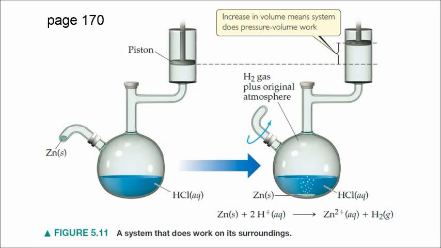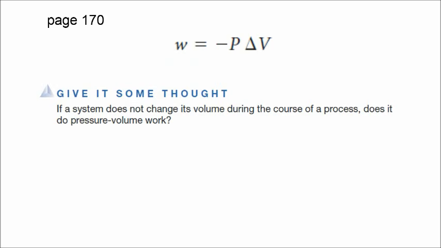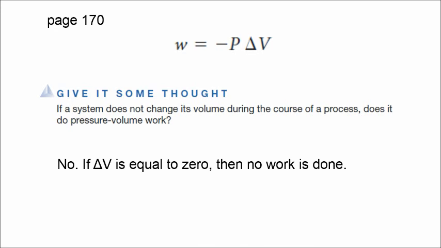If the gas caused a piston to move, like the diagram on page 170, we would assume that work is being done by the system on the surroundings. And the delta V would be the change in volume. But what if the system does not change its volume during the course of a process? Does it do pressure volume work? And the answer is no. If delta V is equal to 0, then no work is done.